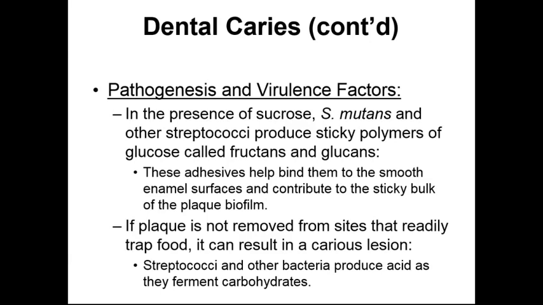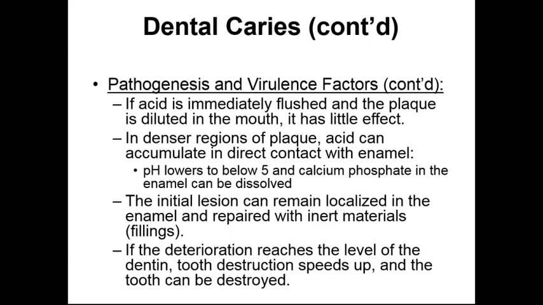These Streptococci and other bacteria produce acids as they ferment the carbs within these lesions. If the acid is immediately flushed and the plaque is diluted in the mouth, it has very little effect. However, if the plaque remains densely compacted within the mouth, acid starts to accumulate in direct contact with the enamel. The pH lowers to below 5, and the calcium phosphate within the hydroxyapatite of the enamel starts to dissolve. This initial lesion can remain localized in the enamel and be repaired with initial inert materials or fillings.